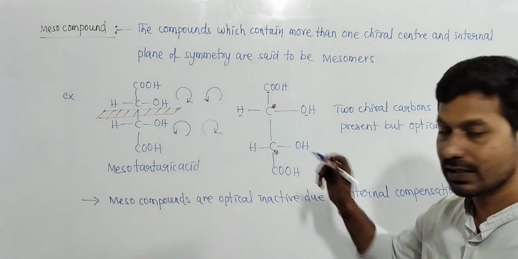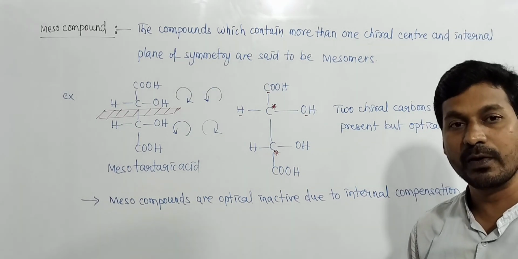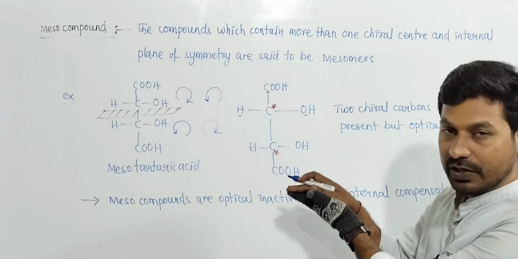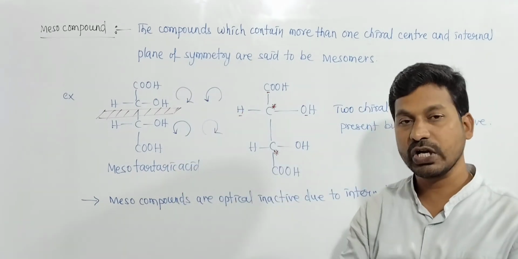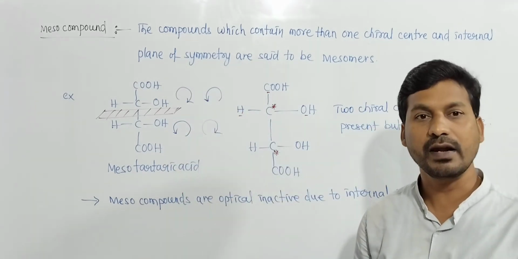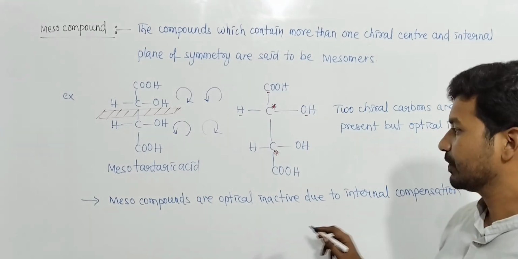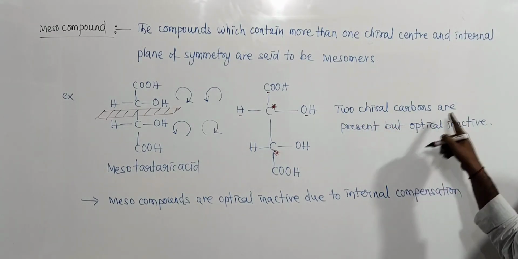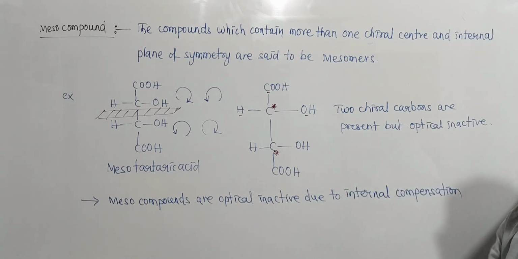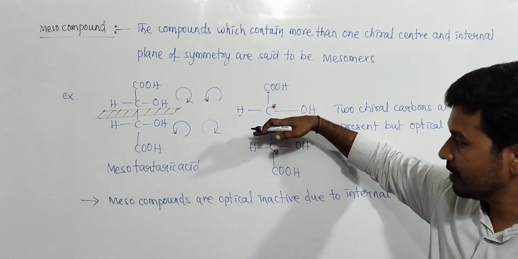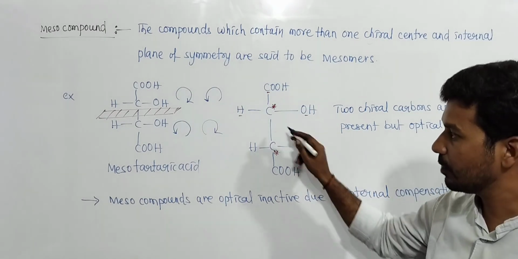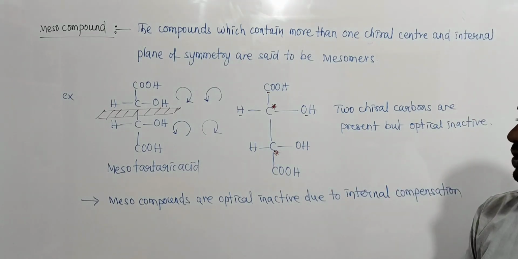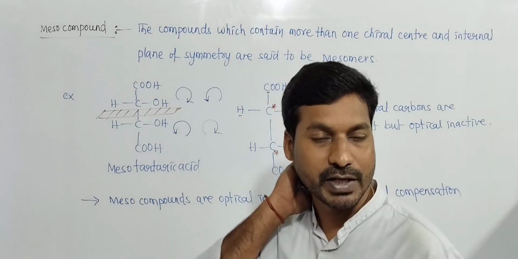Of course, chiral centers are present. If a chiral center is present in a compound, the molecule should be optically active. But due to internal compensation, one cancels the other, and the molecule does not rotate plane polarized light in any direction. That means optically inactive. So meso compounds are optically inactive due to internal compensation. Two chiral centers are present but optically inactive due to internal compensation. Same molecule, plane of symmetry is present, above part clockwise, below part counterclockwise. So like that, internal compensation. Meso compounds are optically inactive.